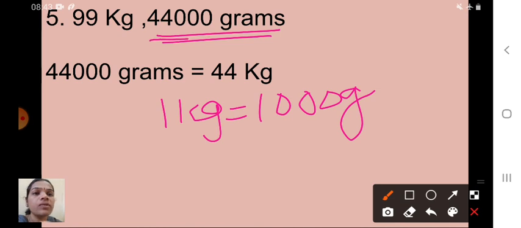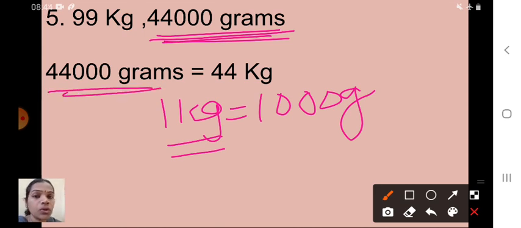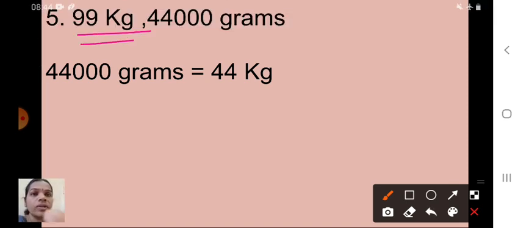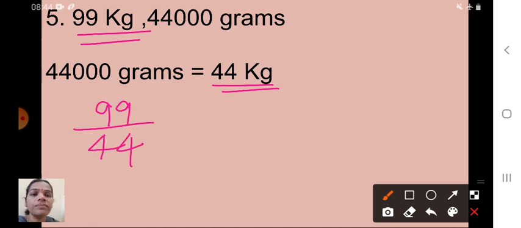Okay, that means this 44,000 grams we have to convert into kilogram. So 1000 gram is equal to 1 kilogram. That means 44,000 gram is equal to how much of kilogram? Very good, 44 kilogram. Okay, now what we have to do? We have to find the ratio of 99 kilogram and 44 kilogram. Find the ratio of the first quantity to the second one. Okay, that means 99 upon what will come children? Very good, 44 will come.